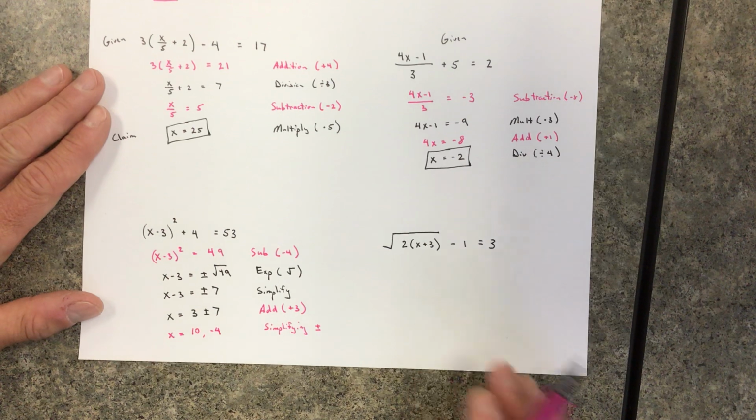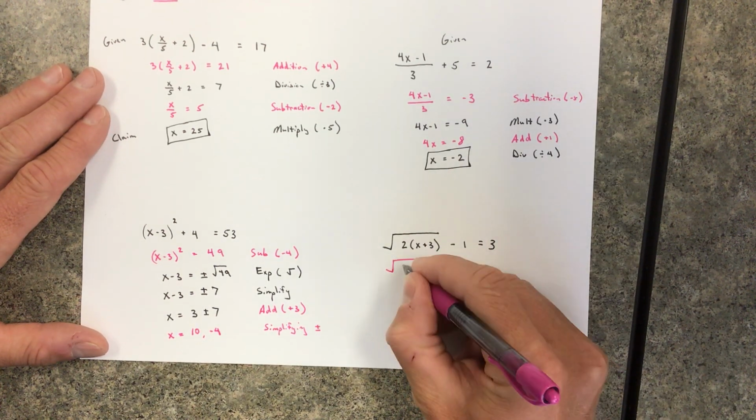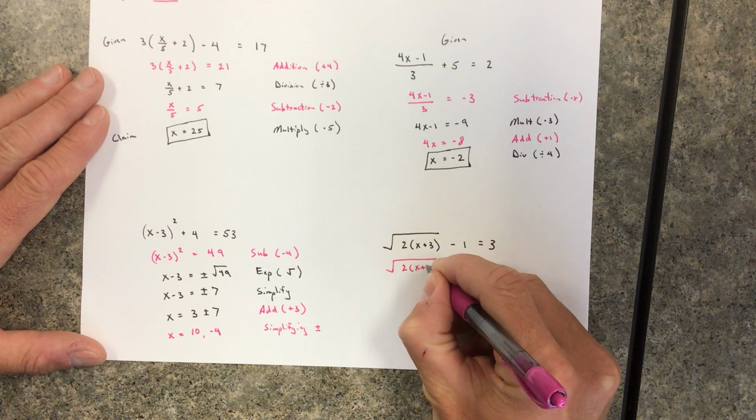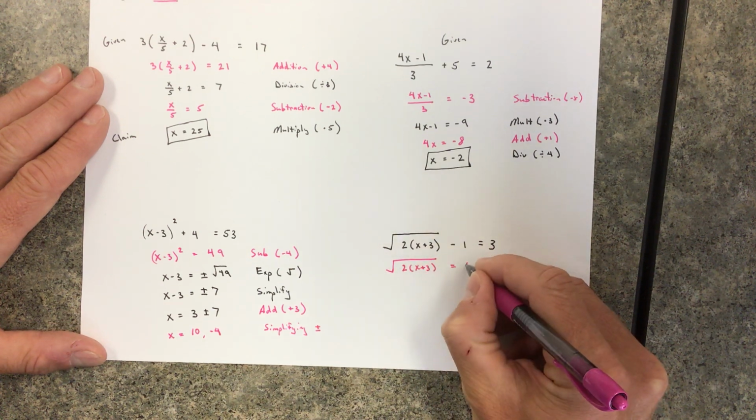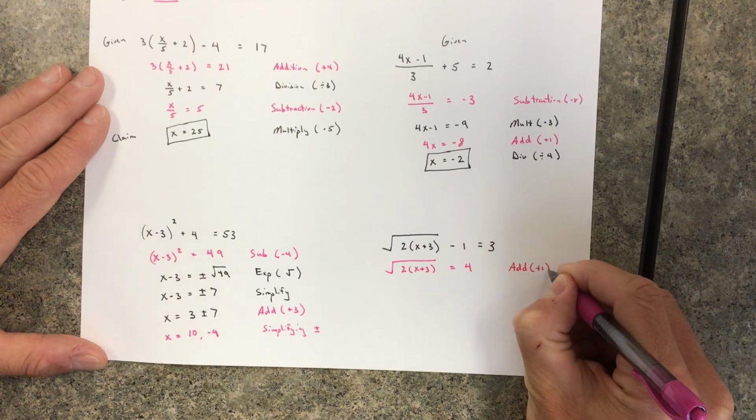Okay, last one. The first thing I'm going to do is I'm going to get rid of that 1. I'm going to add 1 to both sides and make that 4, right? That's addition. I added 1 to both sides.